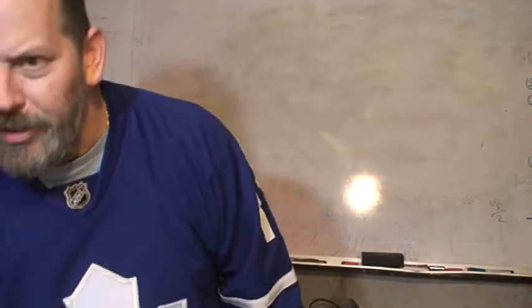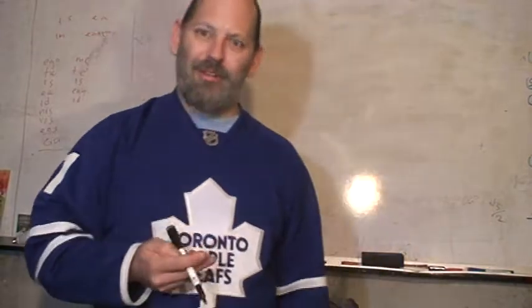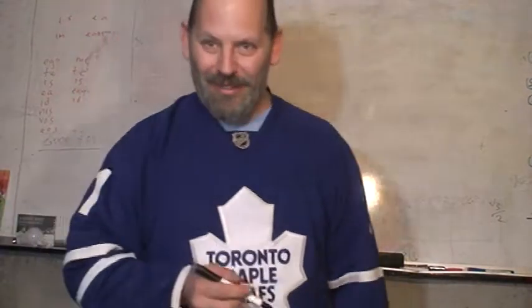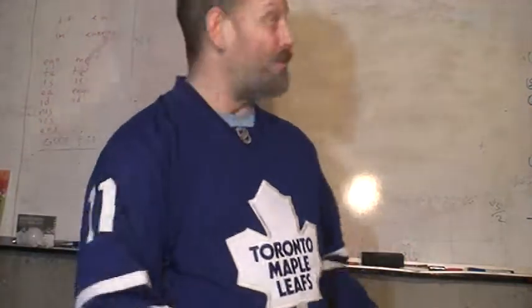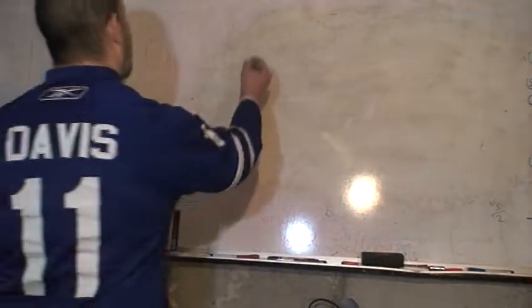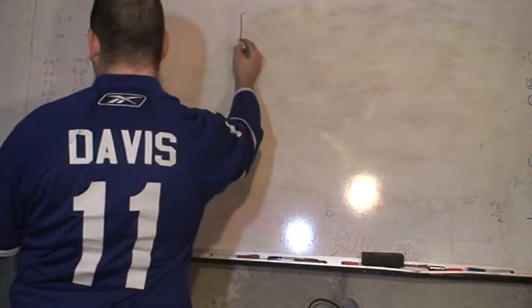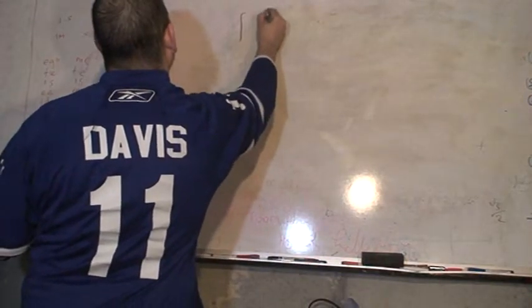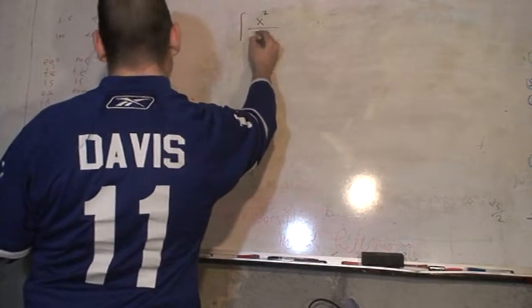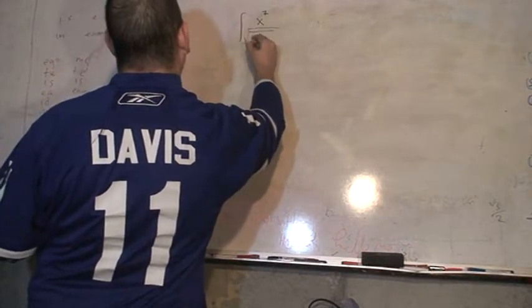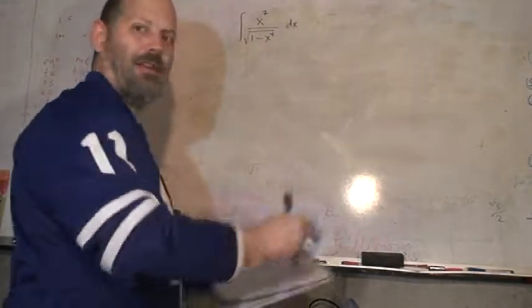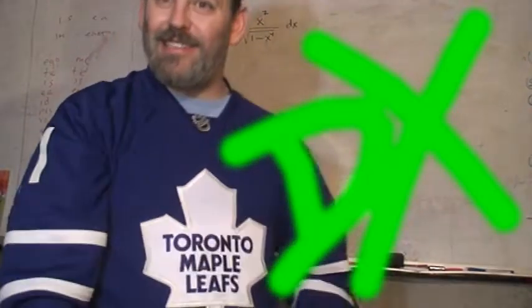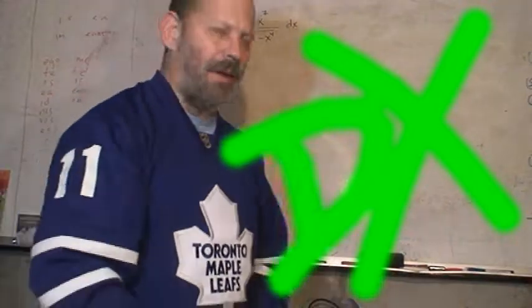So, today, we're going to do an integral that looks like a real pain in the ass. And I'm going to show you that it's really not as much of a pain as it appears. So, here's one that's just about to buckle your brain: x to the 7th power over the square root of 1 minus x to the 4th power dx.